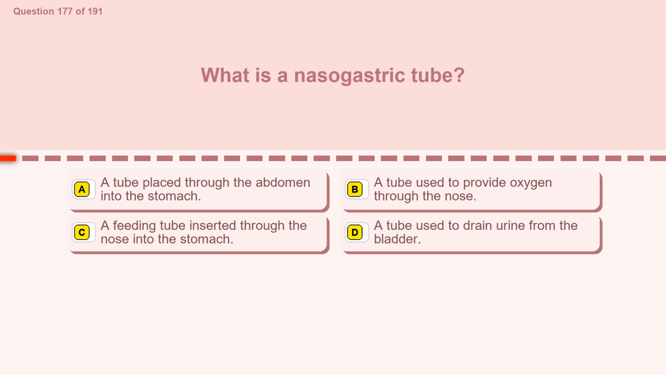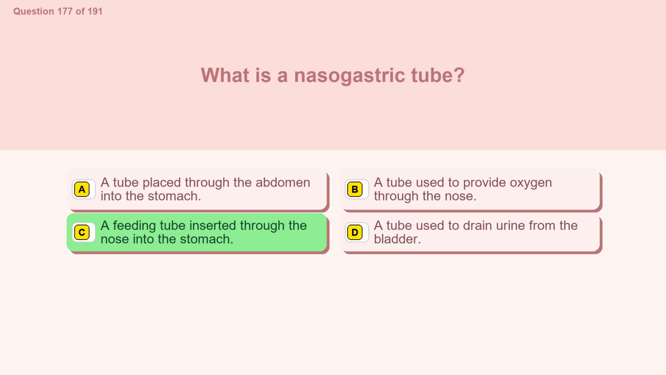Question 177. What is a nasogastric tube? Option A, a tube placed through the abdomen into the stomach. Option B, a tube used to provide oxygen through the nose. Option C, a feeding tube inserted through the nose into the stomach. Option D, a tube used to drain urine from the bladder.